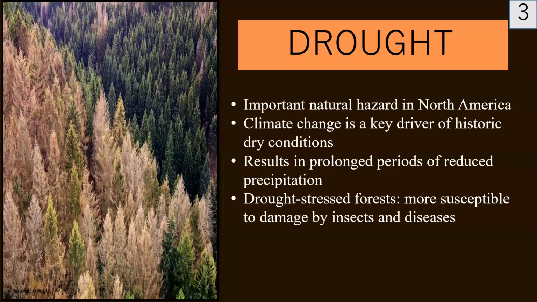So this study was conducted in the province of British Columbia, and drought is an important natural hazard as a result of climate change that we will be discussing. So drought is an important natural hazard in North America, and climate change is considered a key driver of the historic dry conditions. Drought results in prolonged periods of reduced precipitation, and drought-stressed forests are further susceptible to getting damaged by insects and diseases.